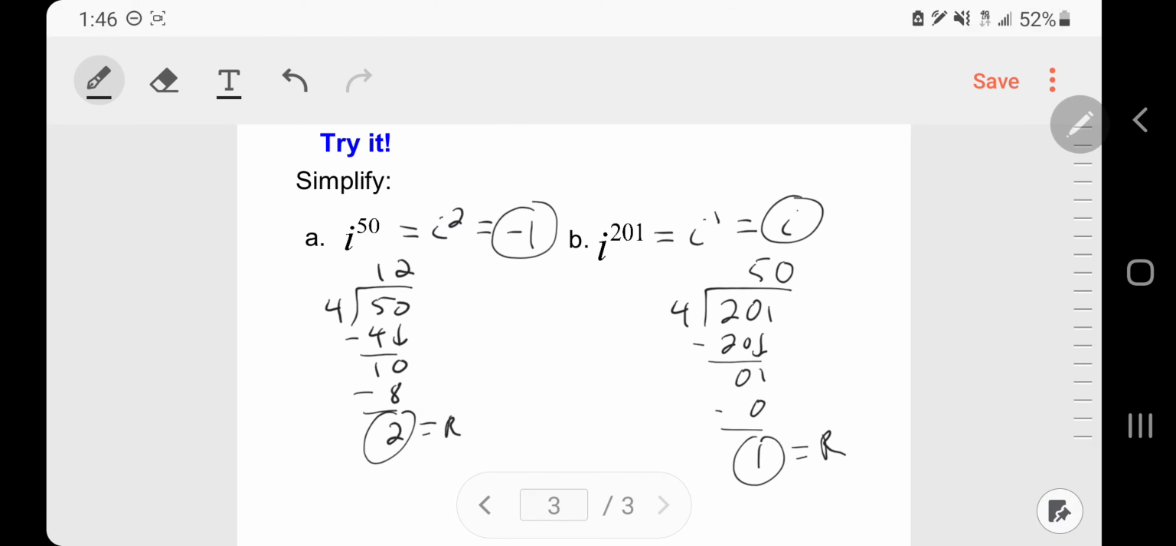So that's a neat little trick to be able to find pretty much any imaginary number raised to a power or an exponent. Again, divide by 4. Whatever your remainder is replaces your original exponent.